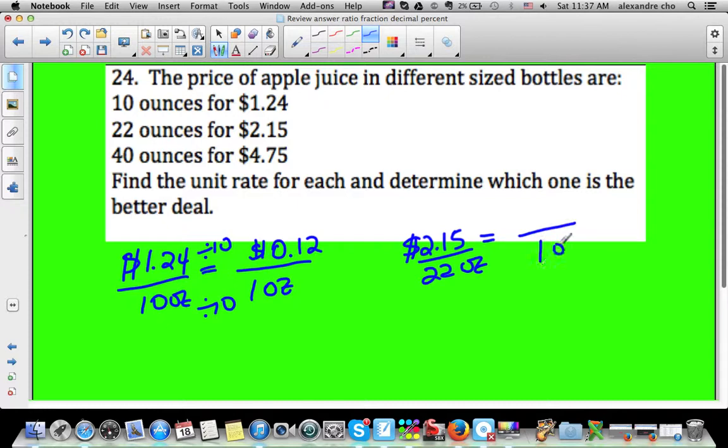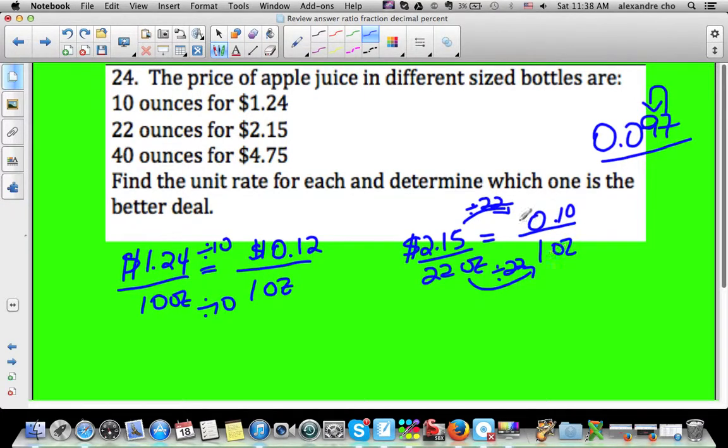And again, we're going to make that 1 ounce. So this one, 22 to go to 1, so divide by 22. And you're going to divide the top by 22. So you get 2.15 divided by 22, and my calculator came out to 0.097. So you want to round this up. The 7 makes the 9 go up 1. From 9 it becomes a 10, or 0.10 cents.